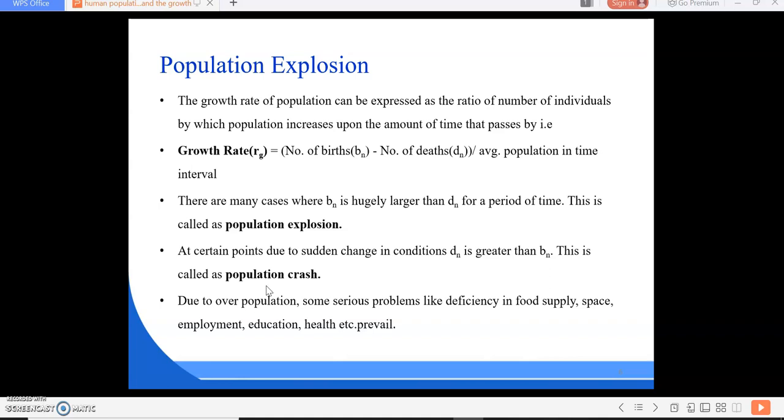In the 20th century, population growth increased too much. This is called population explosion. At certain points, due to certain changes in conditions, Dn is greater than Bn. This is called population crash. Due to overpopulation, some serious problems arise, like food supply, space, accommodation, unemployment, education, human health, energy crisis, etc. There is a fierce debate on population explosion to reduce fertility rates through worldwide birth control programs.